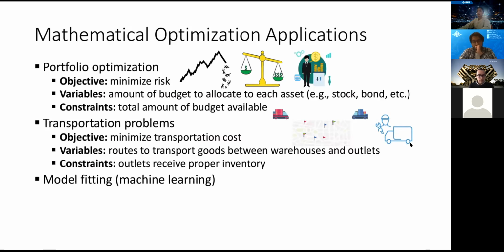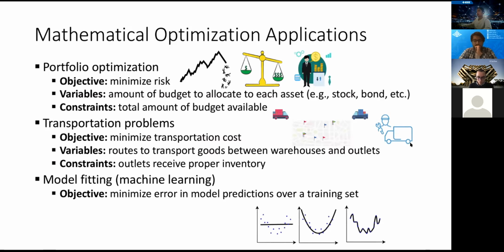So, model fitting in machine learning. Machine learning is a field where we can continuously use mathematical optimization. In fact, we can model any machine learning problem using mathematical optimization. Model fitting means that we need to fit a distribution to past data. For that, our objective is to minimize test data error, for instance, or training data error. The variables are the parameters of the model.